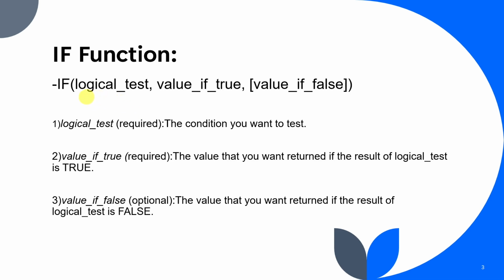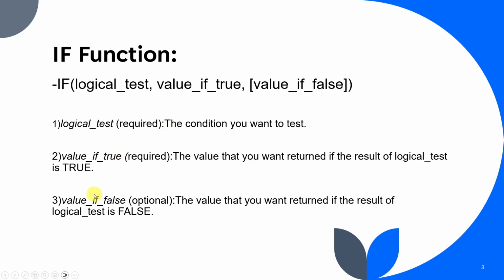The if function takes three parameters. As you remember, we have the name of the function, we have the parentheses, and we have three different parameters. The first parameter is required. That means the condition that you want to test. The second parameter is value if true. This tells Excel what to do if the condition is met. That means the value you want returned if the result of the logical test is true.